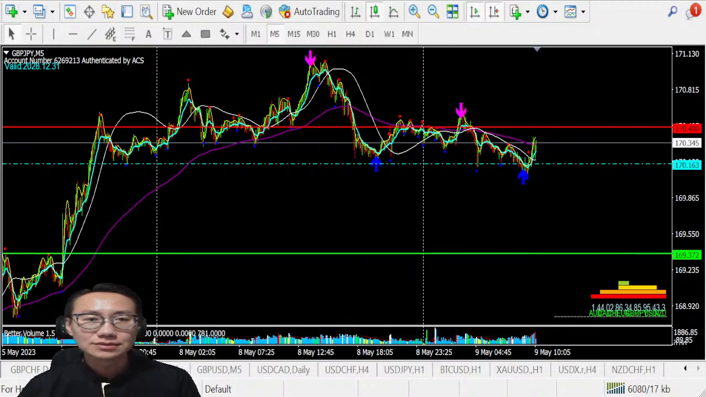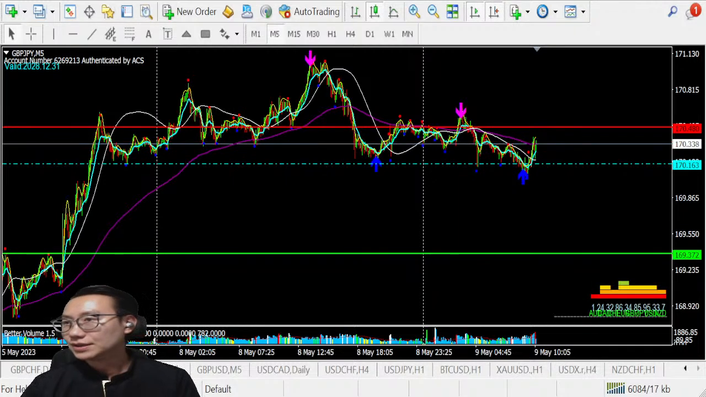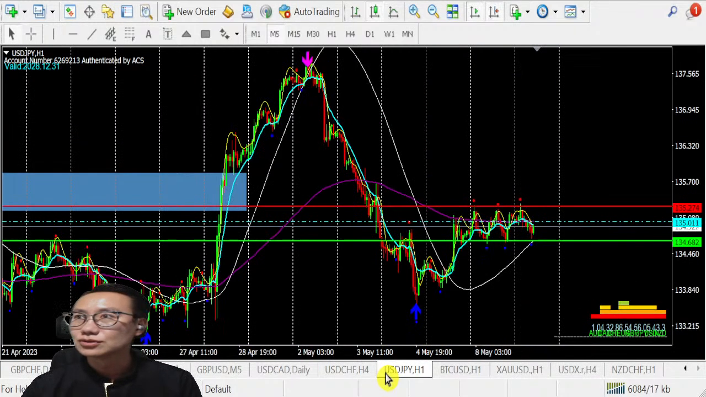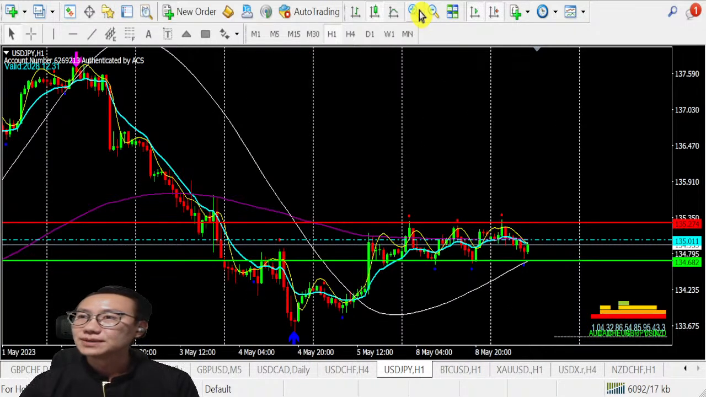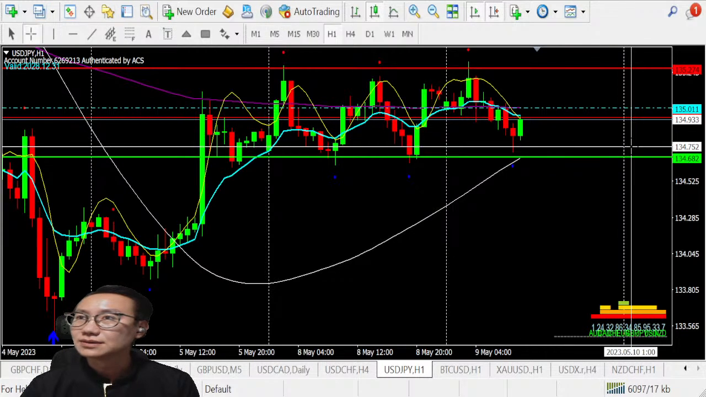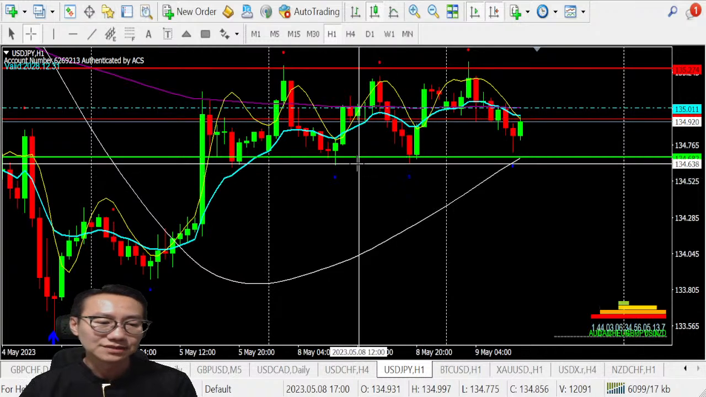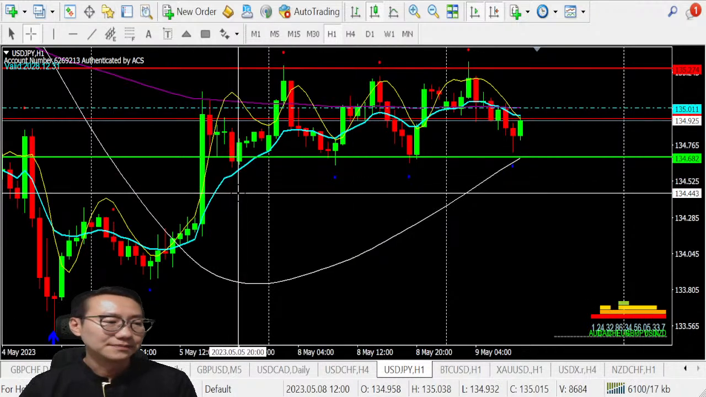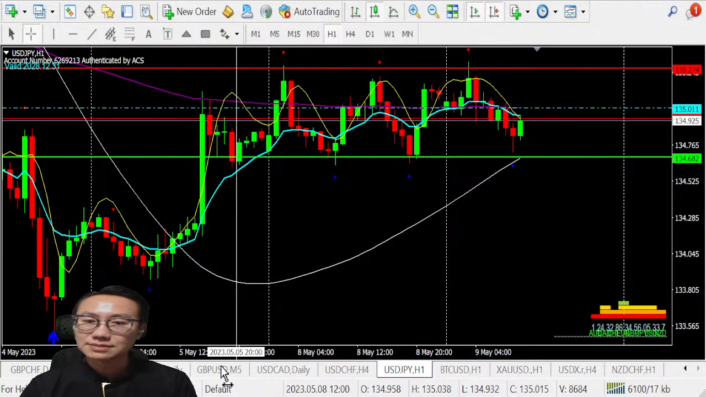Looks like dollar yen, UJ. Okay, let's take a look. Dollar yen, you bought yesterday. Which area did you buy? Let me see. 134.7, I think it's about 134.7. Maybe you bought it at 134.7. Yeah, pound dollar, yes, pound dollar.